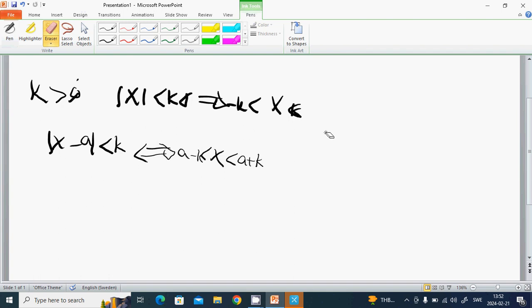And here this means that you have x, and it is a minus k and it is 0 and it is a plus k, and you have an interval.